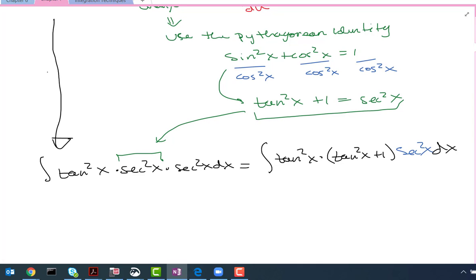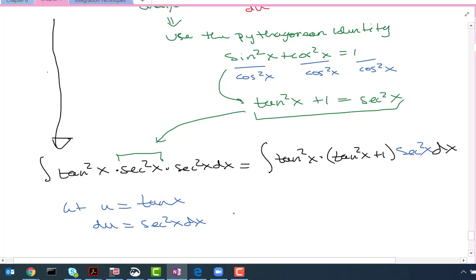And now we're going to let u be tangent because the derivative of tangent is secant square. So let u equals tangent x, du equals secant square x dx. And so with this substitution, I get to change this integral into u as tangent. So tangent square will be u squared times u squared plus 1. And secant square x dx, that's du.